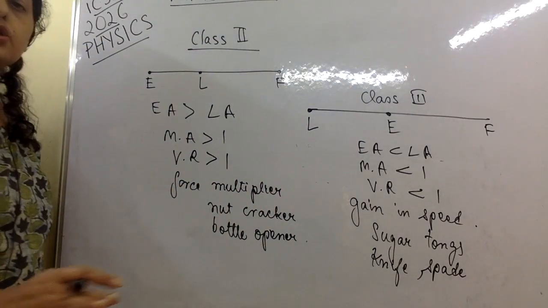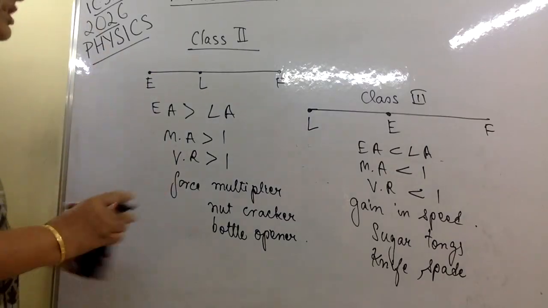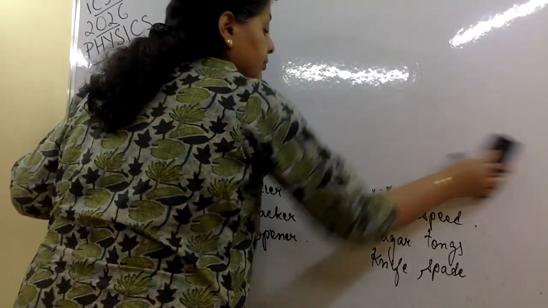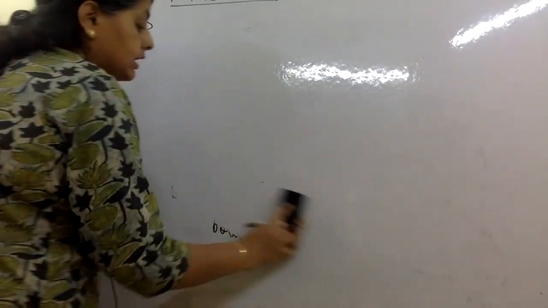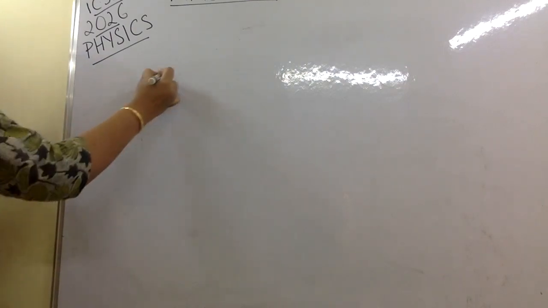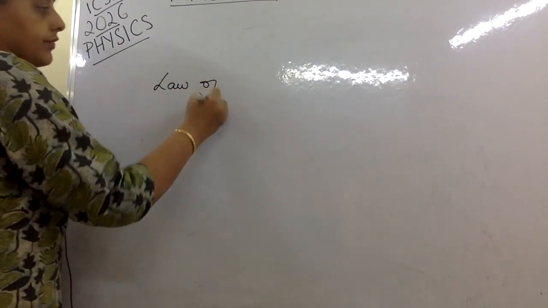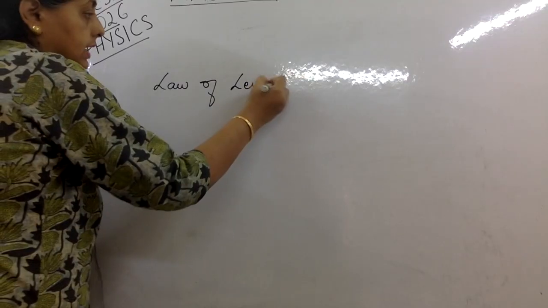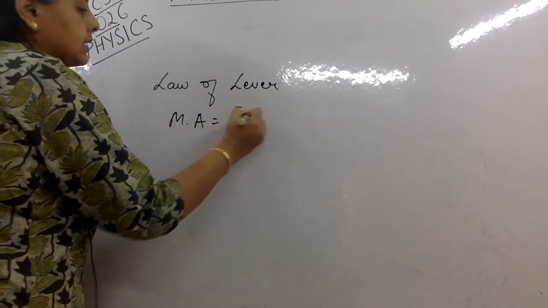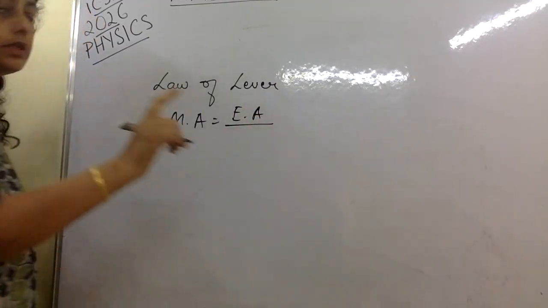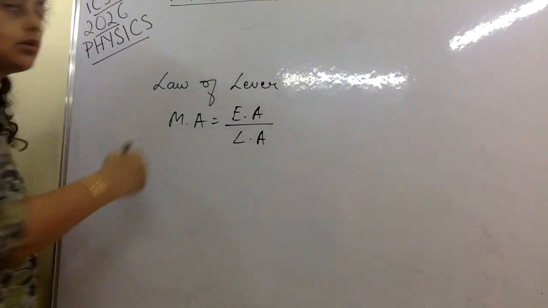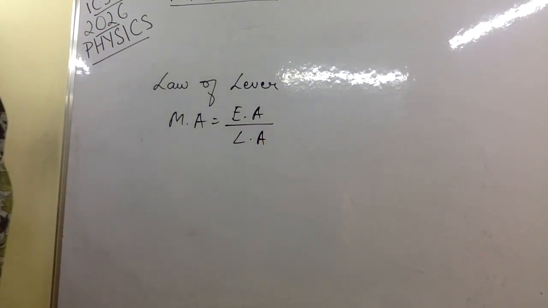Okay, now what is the law of levers? When I ask this to my students, many times they tell me the principle behind levers, they don't tell me the law of levers. What exactly is the law of levers? Law of levers is nothing but mechanical advantage is effort arm by load arm. This has been derived. They will not ask you for the derivation. This is the law of levers. Principle is principle of moments.